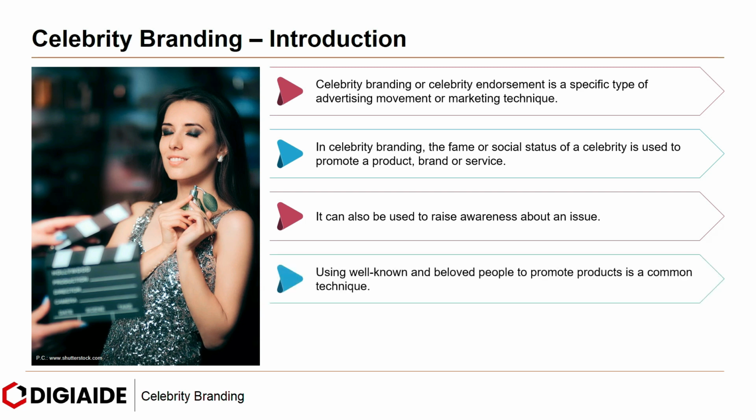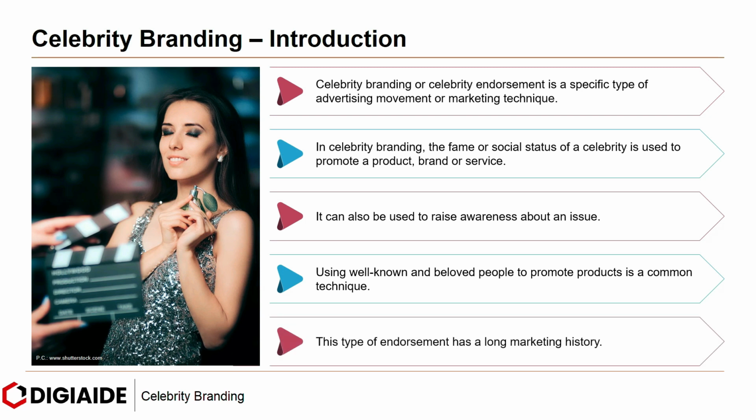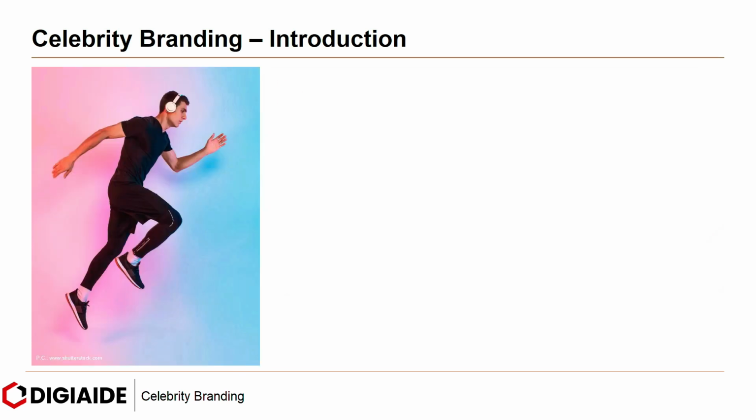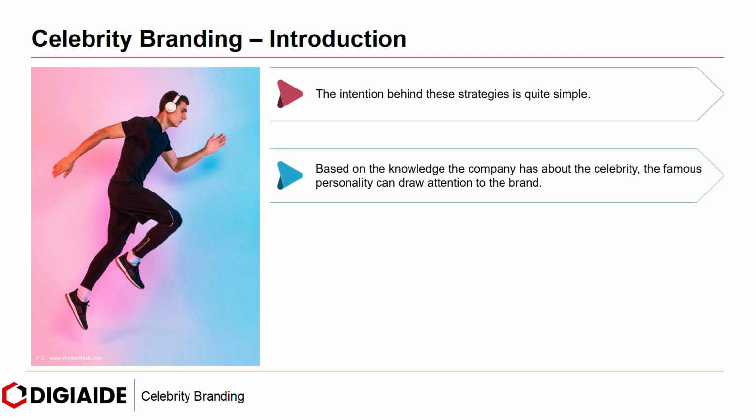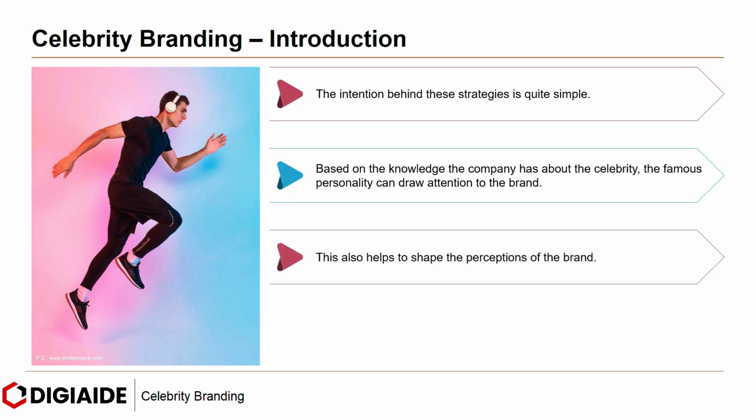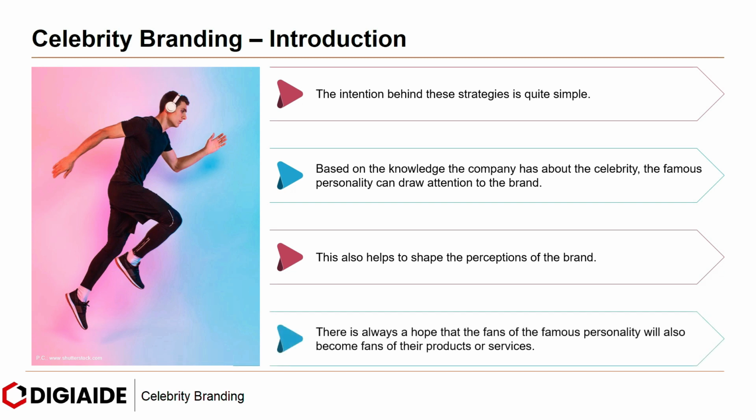Using well-known and beloved people to promote products is a common technique. This type of endorsement has a long marketing history. Moving forward, the intention behind these strategies is quite simple. Based on the knowledge the company has about the celebrity, the famous personality can draw attention to the brand. This also helps to shape the perception of the brand. There is always a hope that the fans of the famous personality will also become fans of their products or services.